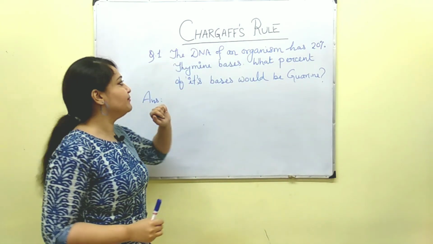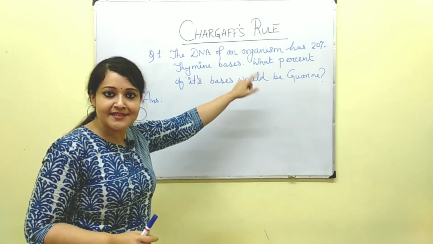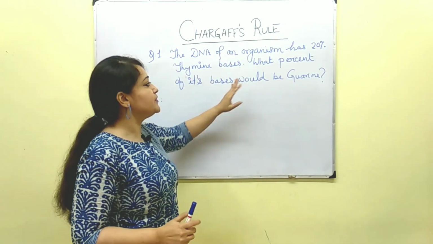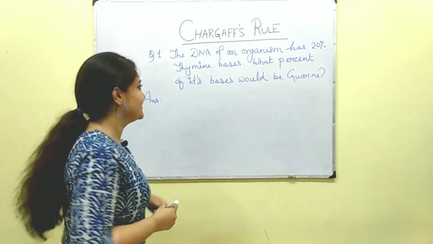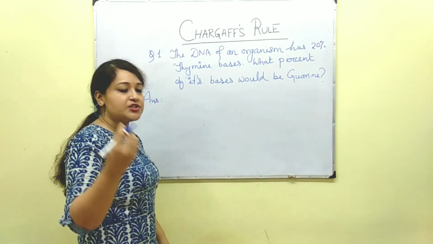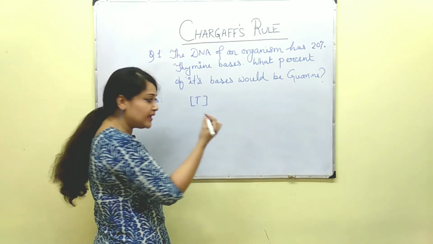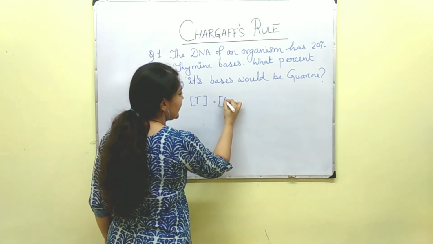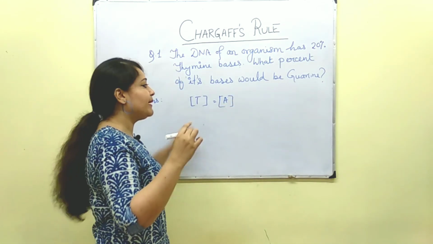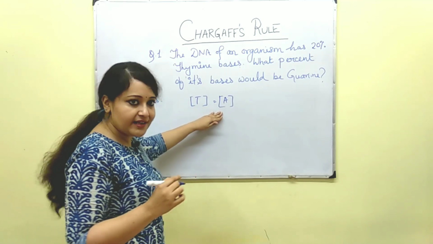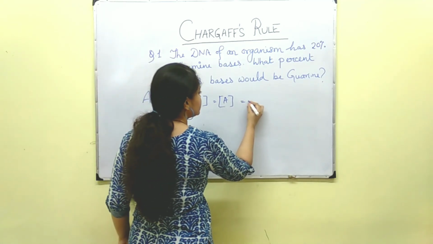This is question number 1. The DNA of an organism has 20% thymine bases. What percent of its bases would be guanine? Now see, as per Chargaff's rule, the percentage of thymine is equal to the percentage of adenine, right? And by the question, the thymine percentage is 20%. So adenine will also be 20%.